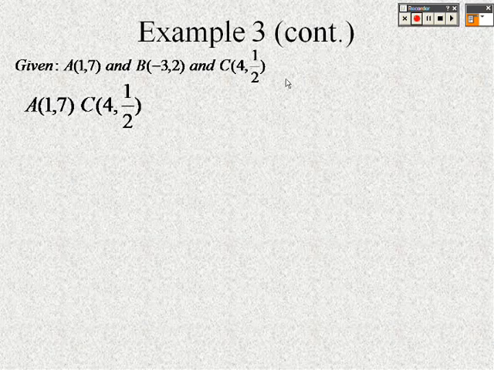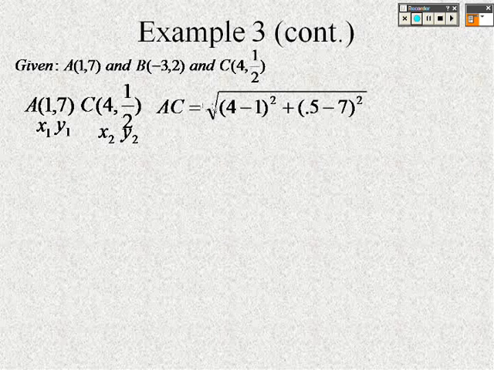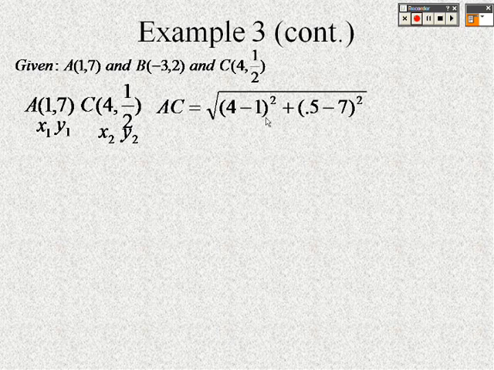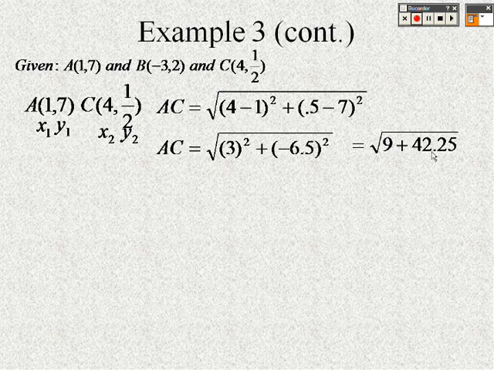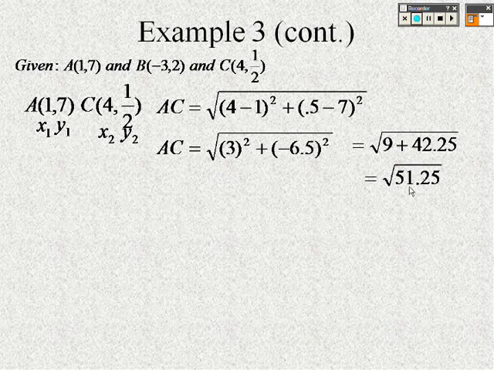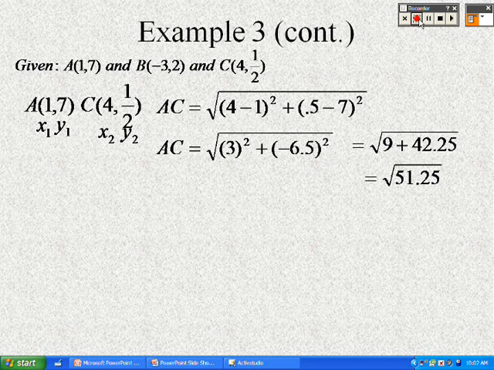So AC, there's A and C. So going to do the distance formula on A and C. So a 4 minus 1, and instead of writing it as a half, I just wrote it as 0.5 minus 7. So that's a 3 and a -6.5. So I get 9 plus 42.25, and I get the square root of 51.25. And I'm just going to leave it like that. Yes, you can get an exact answer, but the point is, if I just leave it like this, then it doesn't matter whether I get a decimal or whatever I get.